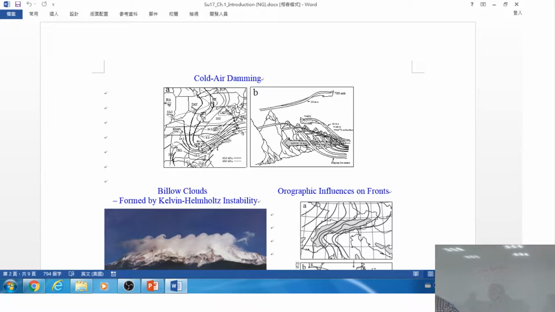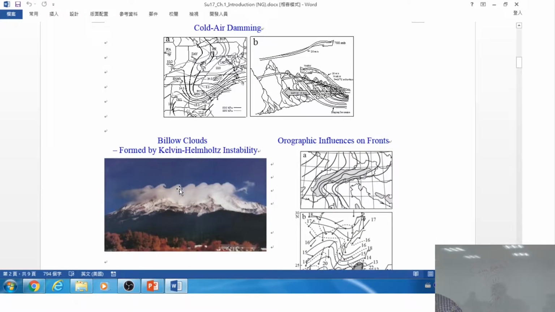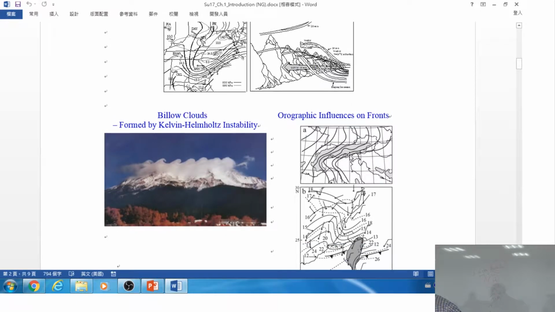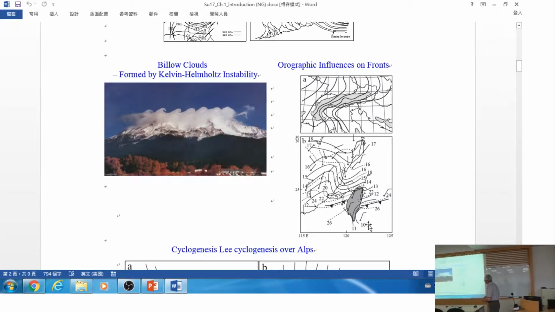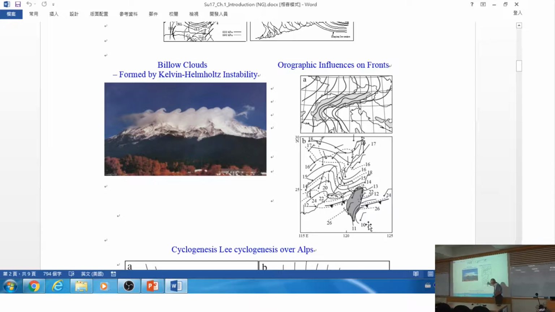Below the clouds, those are created by shear instability. And over the influence on fronts, like this is the Alps, and this is Taiwan. This is a Mei-yu front passing through, and it's being blocked. The eastern part goes faster, and they come to here and then form a cyclone. Here eventually they will die.